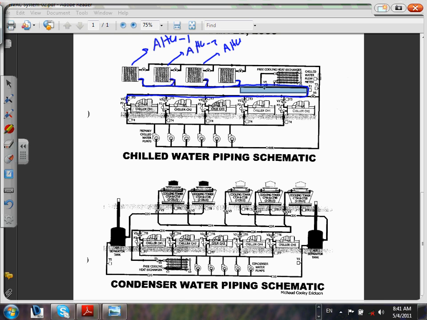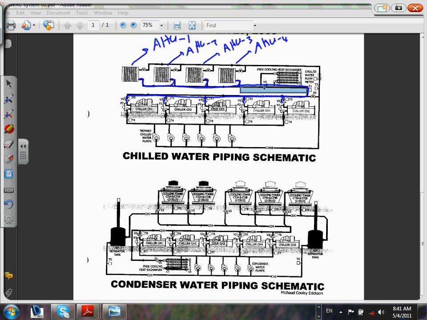Air handling unit 3, air handling unit 4, and air handling unit... No, this is not an air handling unit. These are just air handling units. We have 4 air handling units receiving chilled water from 5 chillers. Then you can see the blue is the chilled water coming from the 5 chillers.